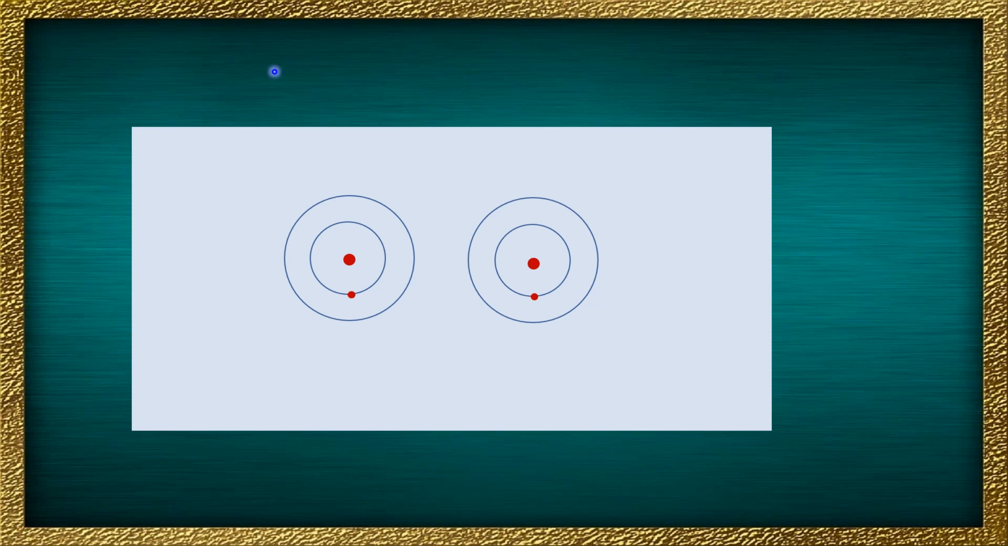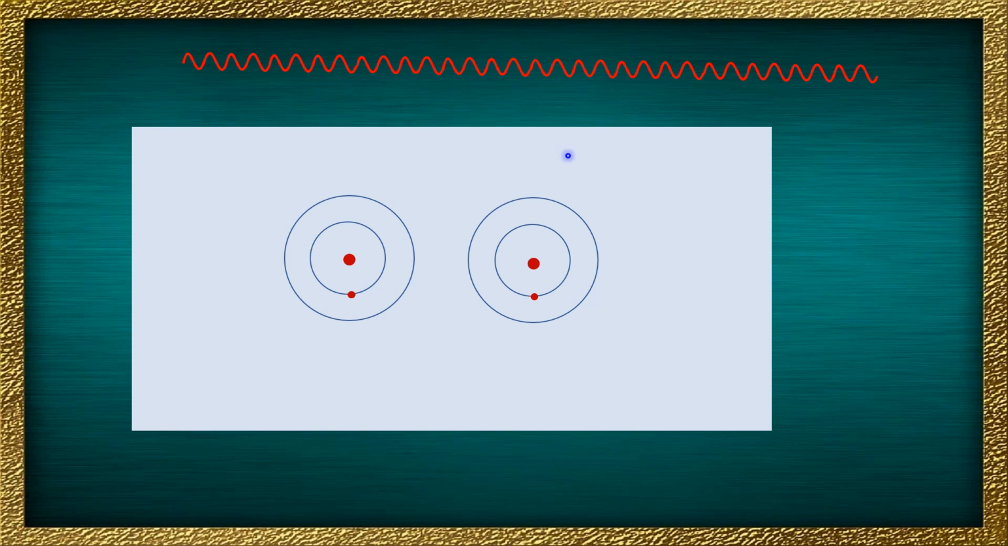Assume that this is vacuum. Vacuum means there are no atoms or molecules in it. No material exists in vacuum. Now here is a light wave traveling. So there is no obstruction for this light wave, isn't it? That's why the speed of light is maximum in vacuum, that is equivalent to 3 into 10 to the power of 8 meters per second.